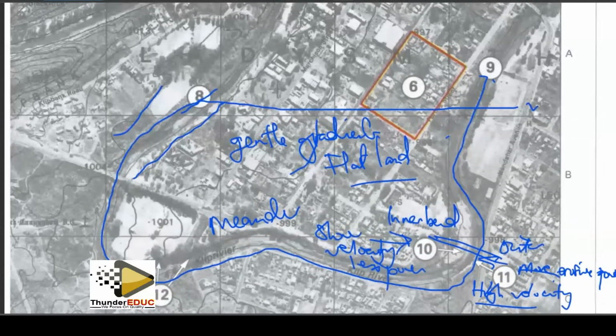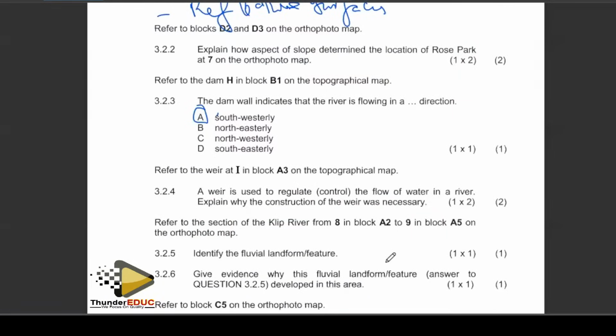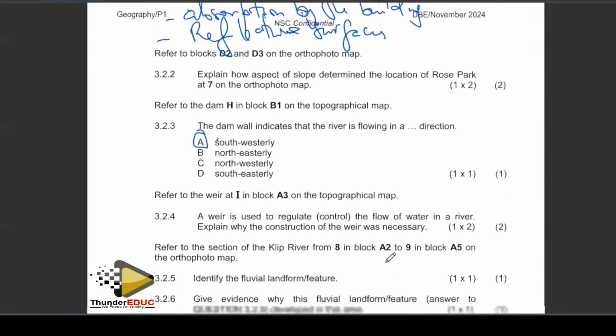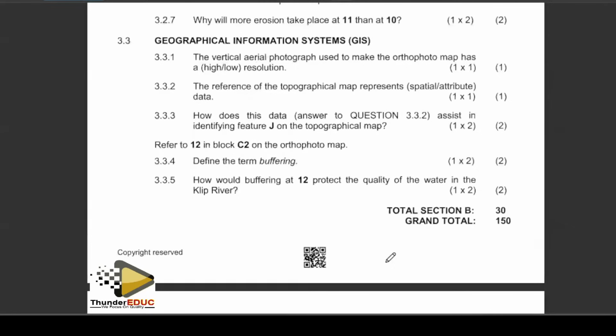Right, then we go to GIS, which is our last part. The vertical aerial photograph. Let's go to the question. The question is asking about the vertical aerial photograph used to make the orthophoto map. Yes. Is it a high or low resolution? That is a high resolution.